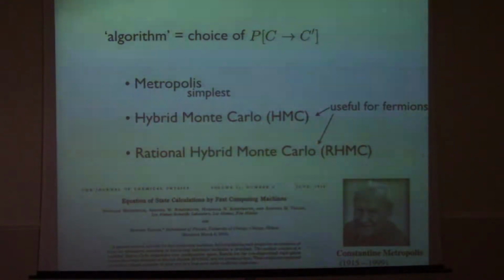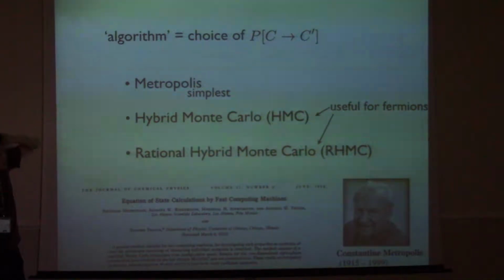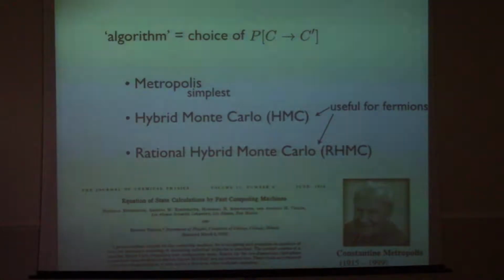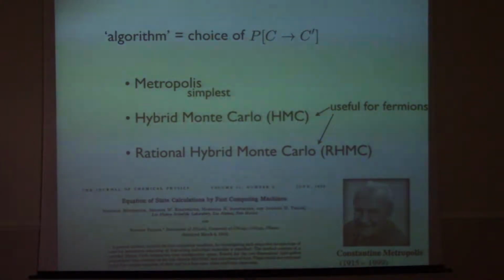And there are many algorithms to cook up such a chain. The simplest one is the Metropolis algorithm. And for super Yang-Mills or QCD, we use a more sophisticated one called hybrid Monte Carlo or rational hybrid Monte Carlo. But all the essence is in Metropolis. So in this talk, I explain only Metropolis.